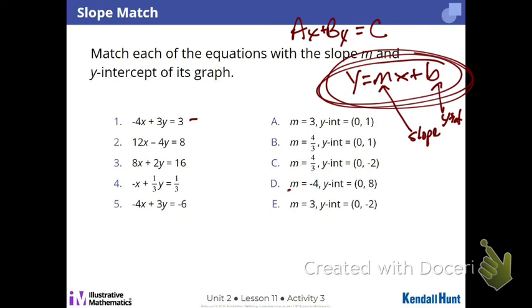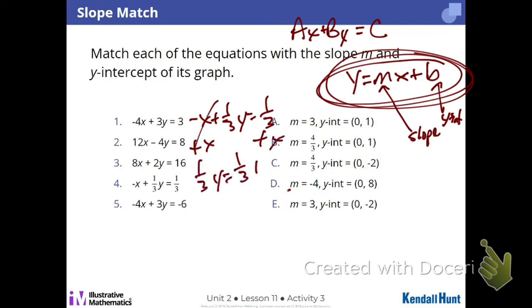Which one are we on now? 4. Negative x plus 1/3 y equals 1/3. Will, I'm getting y alone. What's my first move? So you could maybe divide, but it won't be the most efficient. We've been getting rid of the x term first every time here. So how am I going to get rid of that negative x? Add x. And if I do it to both sides, I'm equivalent. So I got 1/3 y equals 1/3 plus x.